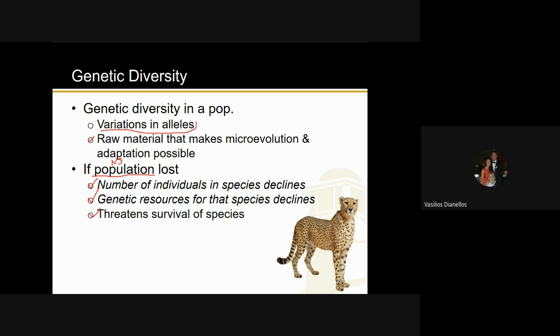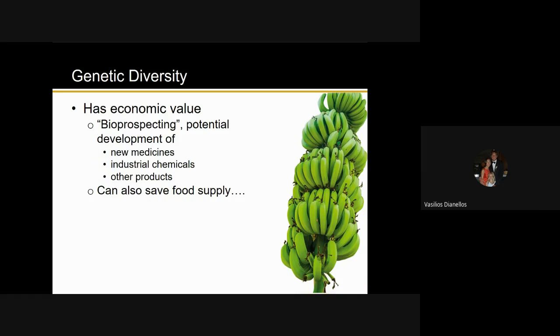It's all about the gene pool. It's all about having a deep gene pool. Anyway, I use this cheetah as an example. You can also click on it and watch a short video about cheetahs and genetic diversity. The reason I used cheetahs as the example was because we talked about them in a previous chapter when we talked about the bottleneck effect.